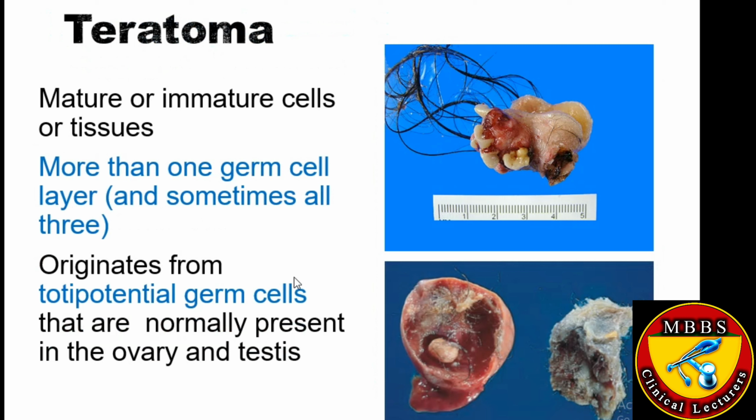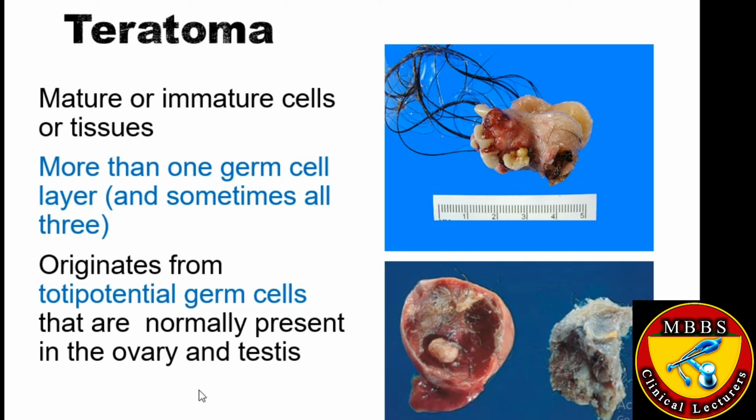Teratoma is again a mixed tumor, but as I explained to you, the components of this tumor arise from all three germ layers, more than one germ cell layer. For example, it originates from the pluripotential germ cells that are normally present in the ovary and testes. You don't find all the components of all three germ layers anywhere else in the body. Usually they are just found in the ovarian or testicular germ cells, but not anywhere else.